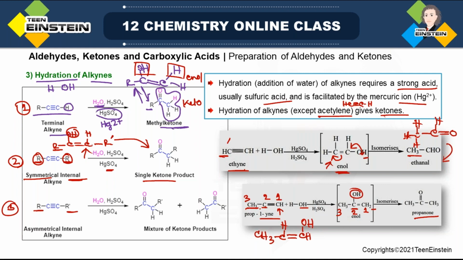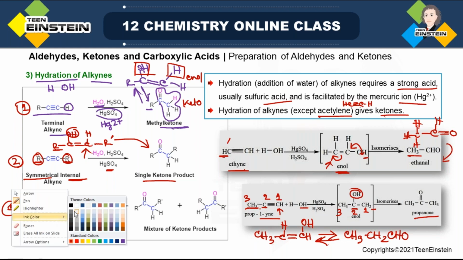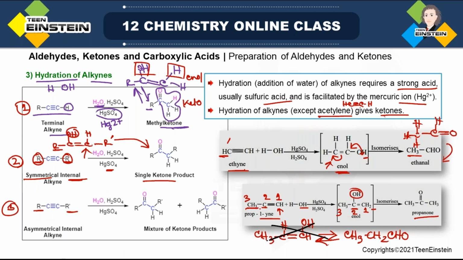But this will never happen. If it happens, then after tautomerization you will get CH3CH2CHO, with an equilibrium sign. But this never happens. So you will only get propanone, because the first addition of H and OH from water is based on Markovnikov. Fine.